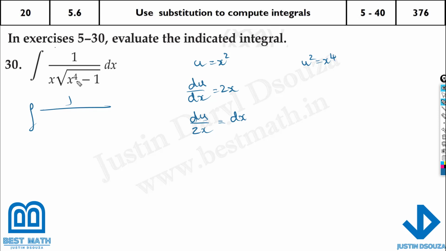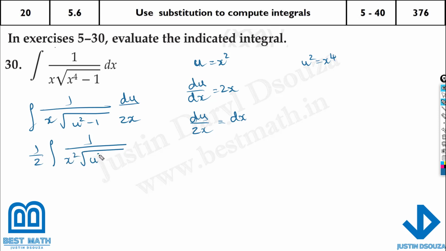Now let's write everything over here. 1 divided by, what is x? X as it is, because it has to be transformed to something else now. What is this x power 4? It is u power 2 minus 1. Dx will be du by 2x. Look here, it doesn't cancel off because they're in the denominators. So first let me take half outside, integral 1 by x, and x will be x power 2, square root u squared minus 1 du.